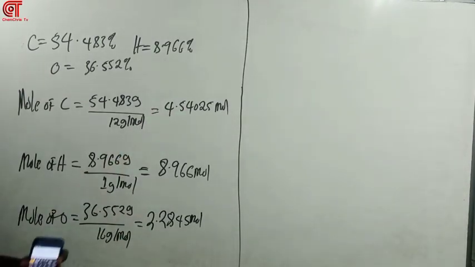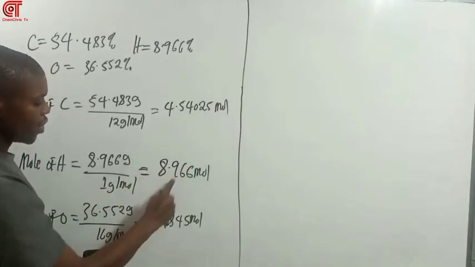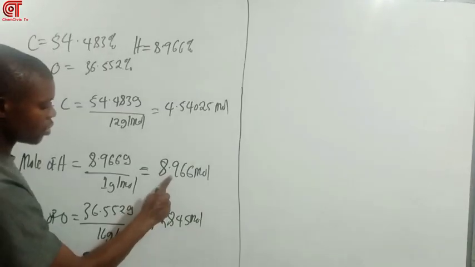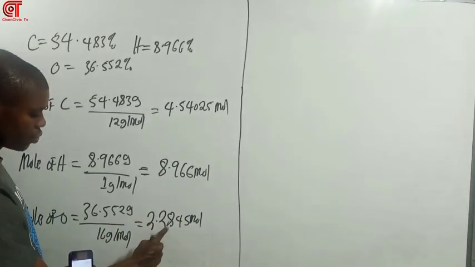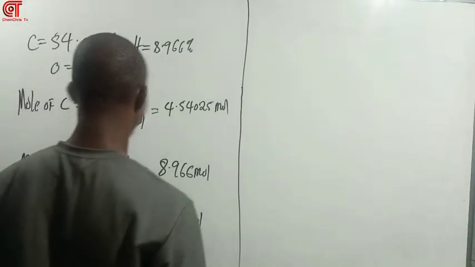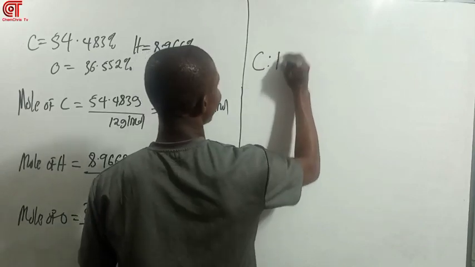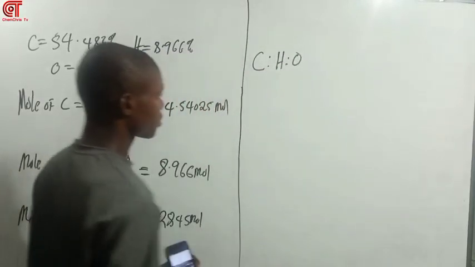The next is to look for the mole ratio. Now when you have the moles, I want you to divide through by the simplest mole. Here we have 4.54025 mole. Here we have 8.966, and here we have 2.2845 mole. So this one is the simplest mole. So the mole ratio is going to be carbon ratio, hydrogen ratio, oxygen.